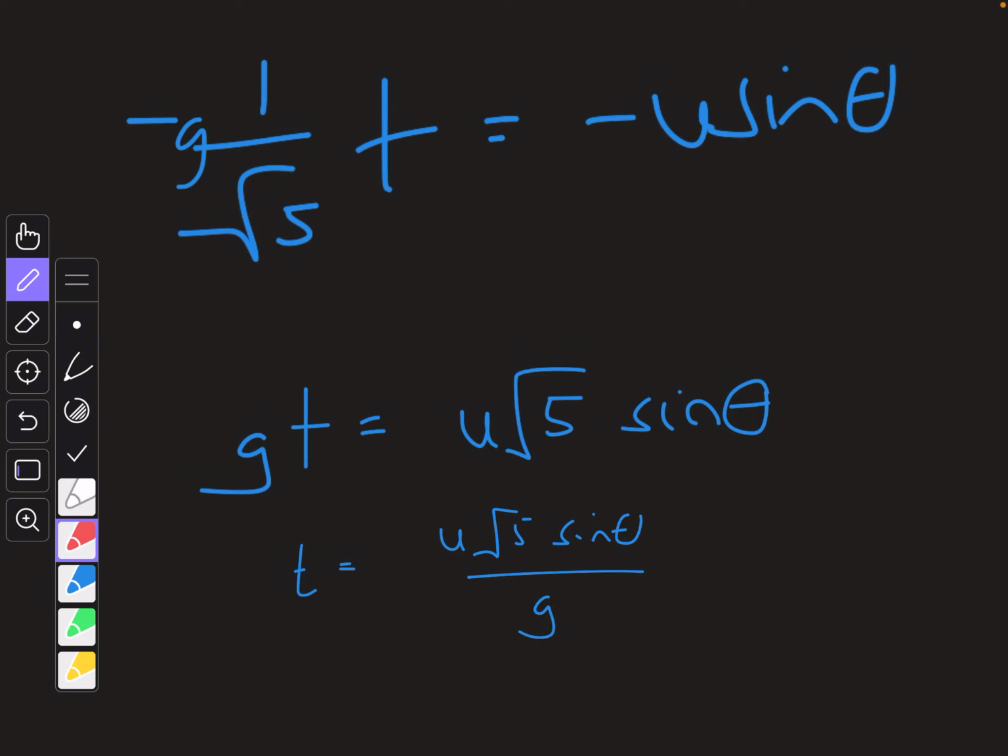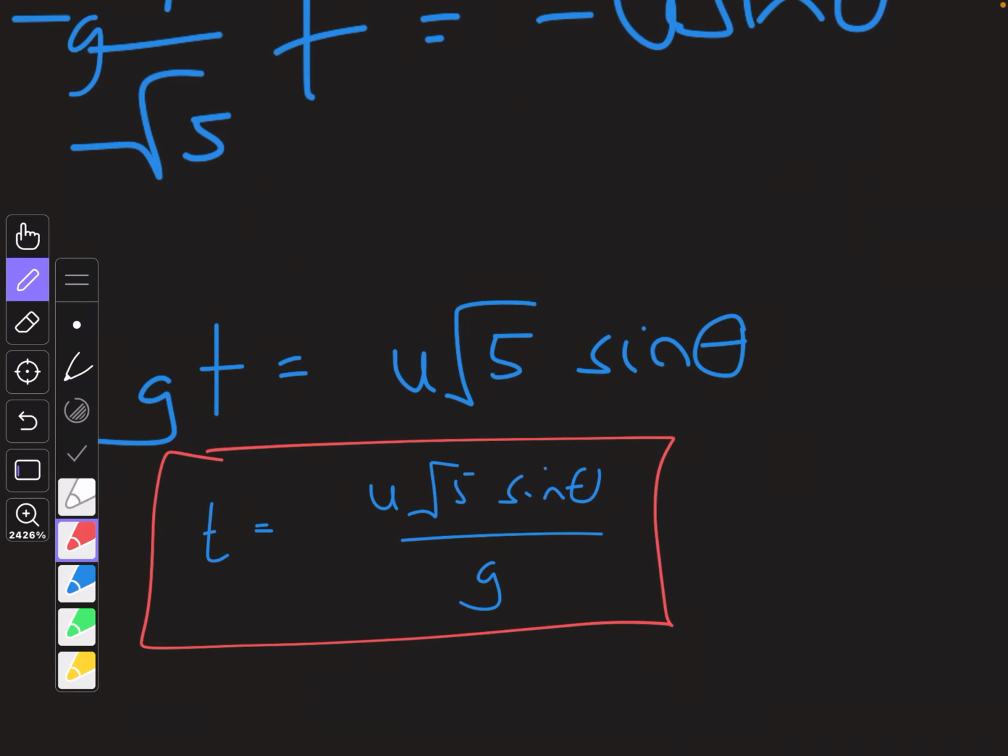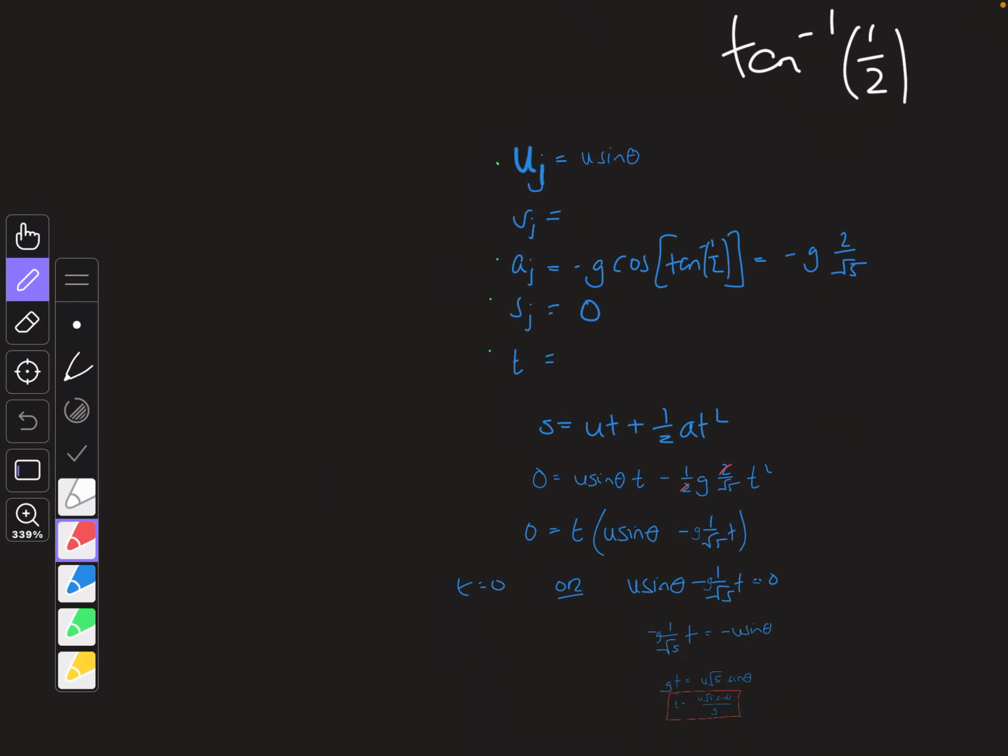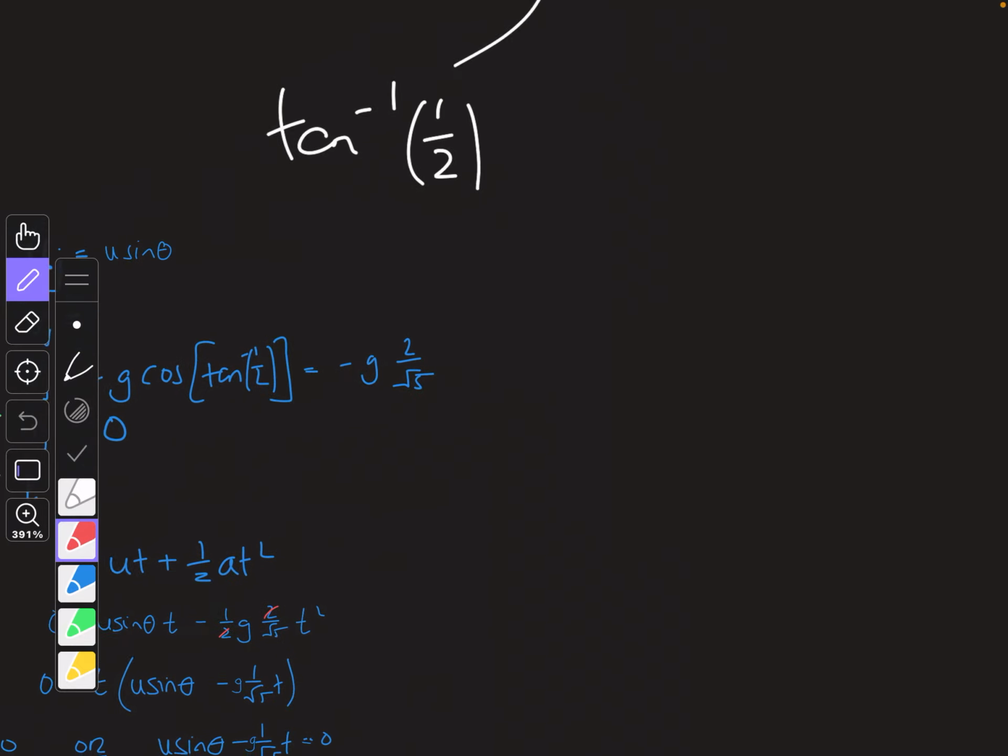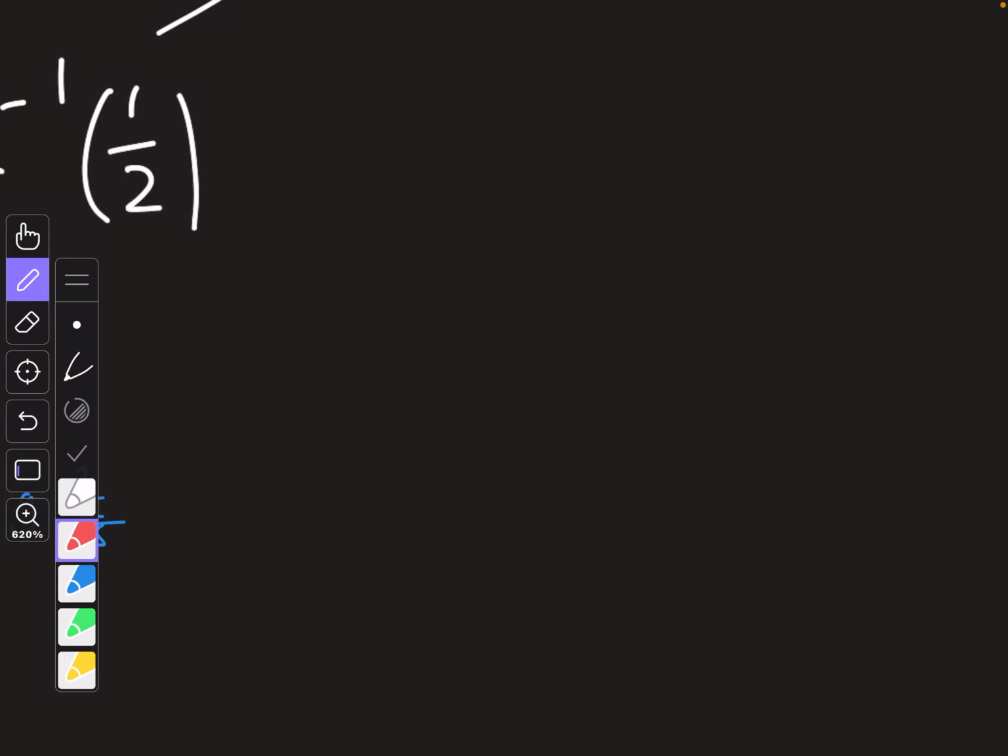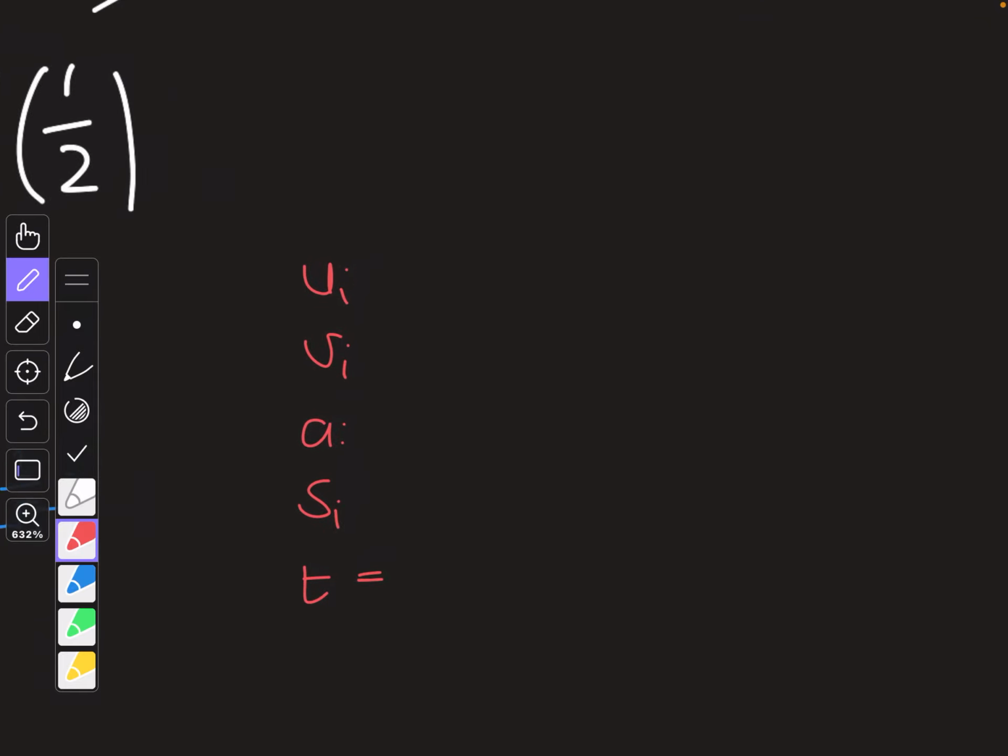Okay. Happy days. So we've got that far. We got t in terms of theta and g, right? So now we've looked at the j direction. We need to take a look at the i direction. So in the i direction, let's write down what we know: ui, vi, ai, si, and t. So we now know that t is u root 5 sine theta all over g. My si is my range, which is r.